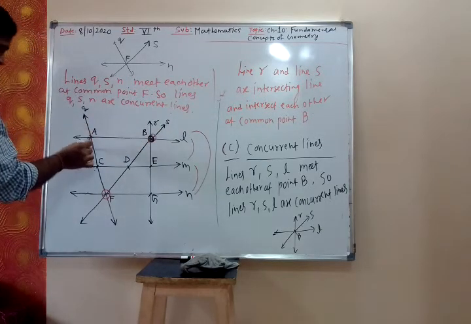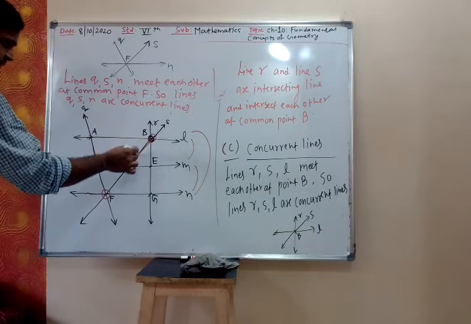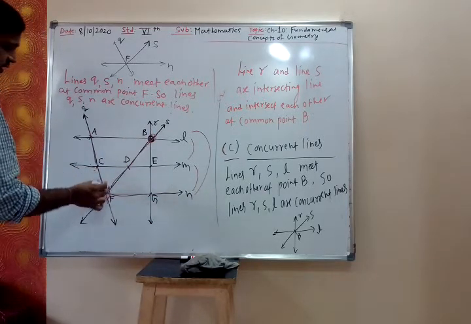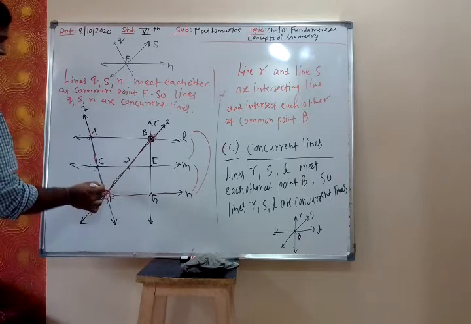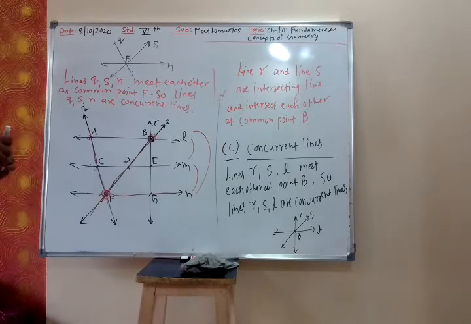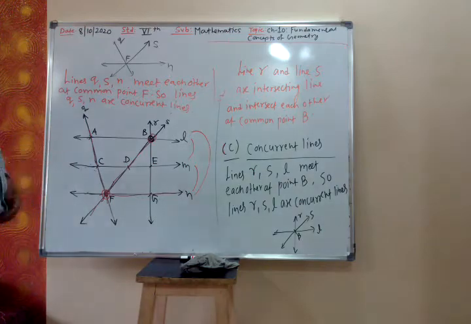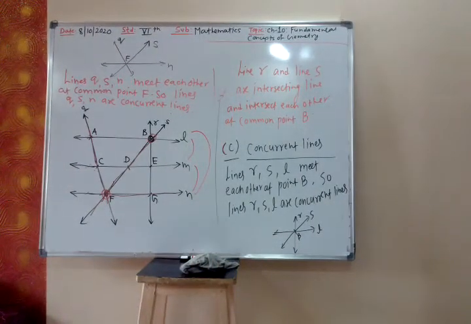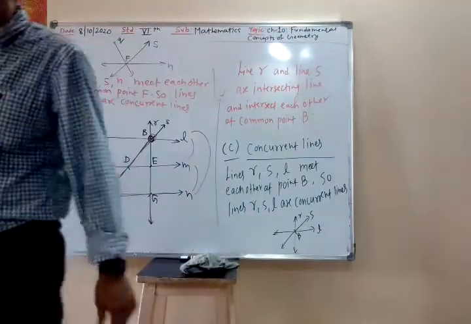This is my line Q, this is my line S, and this is my line N. All three meet each other at F. So this is my point of concurrence. There are three lines Q, S, N, and they are concurrent lines.